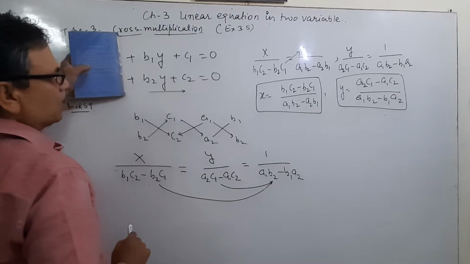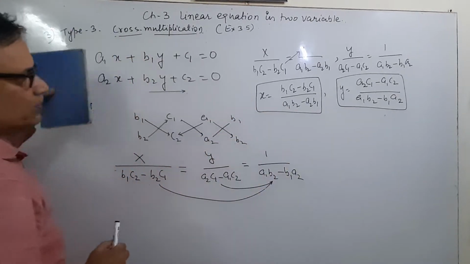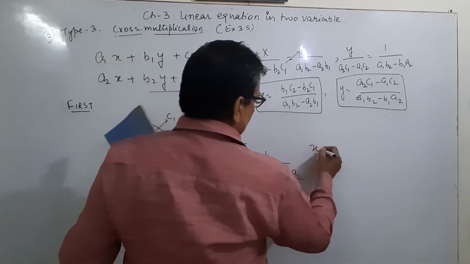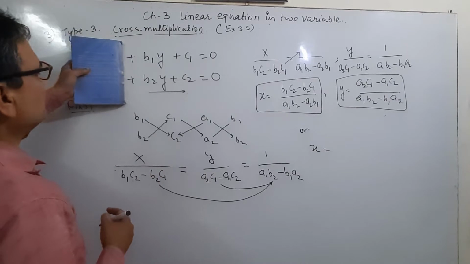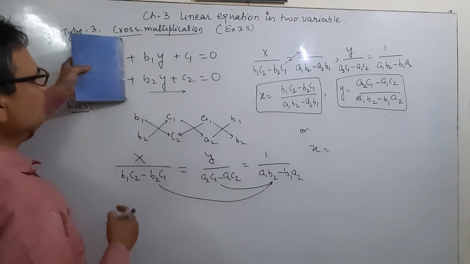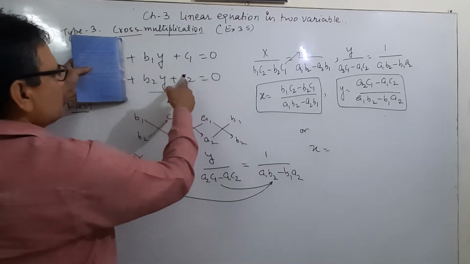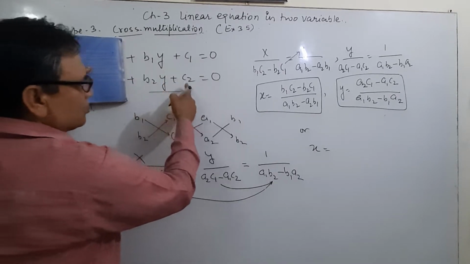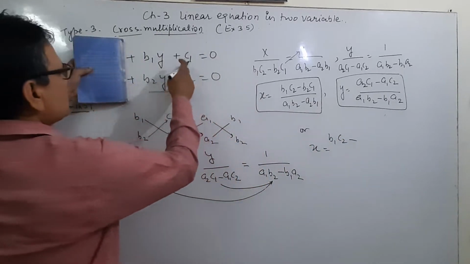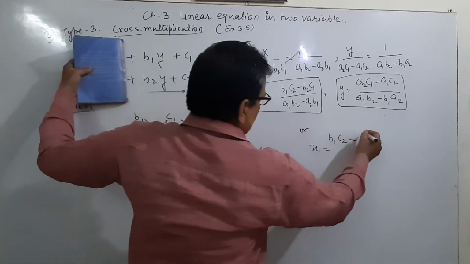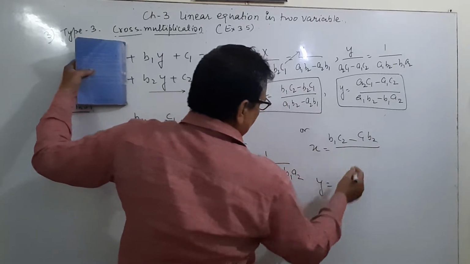Is it clear? And then, at the denominator, what do we have to write? I will tell you at last. First, for x, we have to find out the value of x. Write this: here is b1, b2, c1, c2. b1 multiplied by c2, so what is your answer? b1 c2 minus c1 b2 in the denominator.